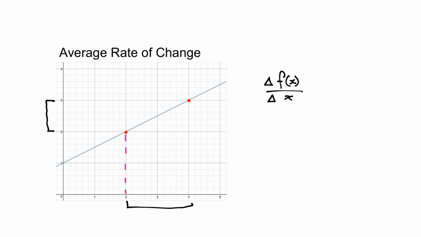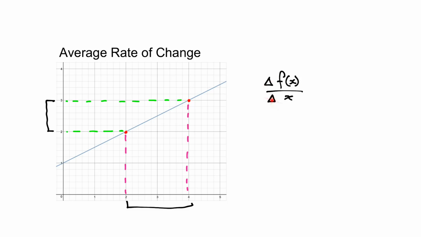Now its output has a value of 2 as well. Our second point here, it has an input of 4, and it has an output of 3. Next, we need to look at how to solve our rate of change between these 2 points.